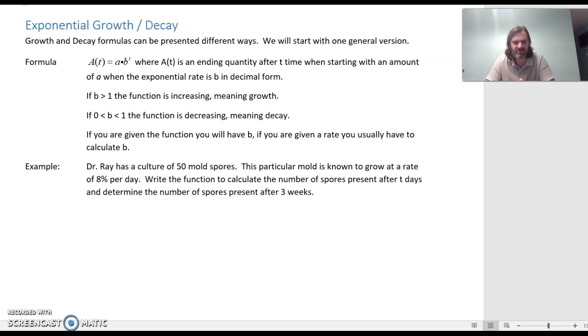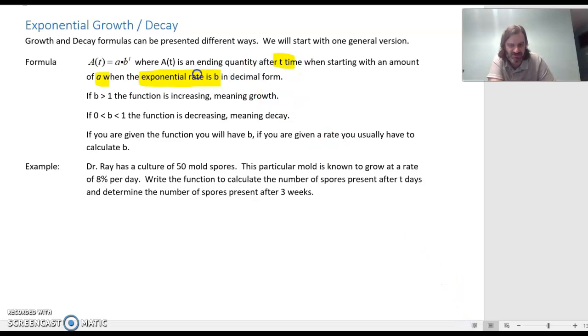Okay, we're going to do some more applications with exponential functions. We're going to work mainly with growth and decay here, which are biological or chemical applications. So the formula we're going to work with mainly here is A of t equals little a times b raised to the t. In this case, the little a is a starting amount. The b is an exponential rate in decimal form, as we'll see in a moment. And t is time.